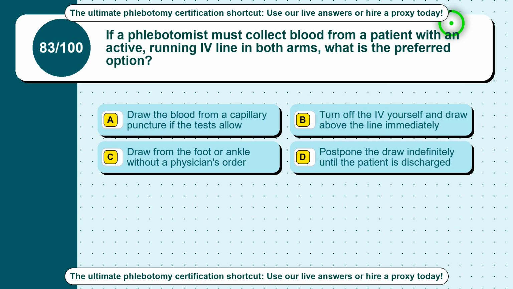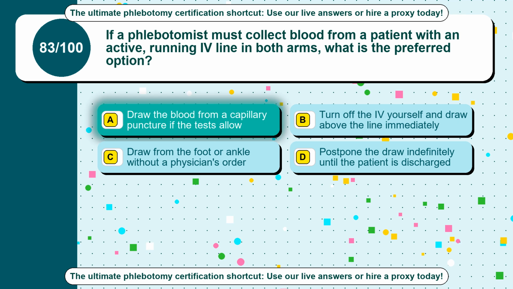Question 83. If a phlebotomist must collect blood from a patient with an active, running IV line in both arms, what is the preferred option? Option A, draw the blood from a capillary puncture if the tests allow. Option B, turn off the IV yourself and draw above the line immediately. Option C, draw from the foot or ankle without a physician's order. Option D, postpone the draw indefinitely until the patient is discharged. The correct answer is option A, draw the blood from a capillary puncture if the tests allow.